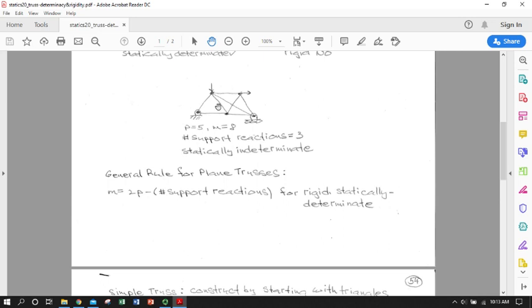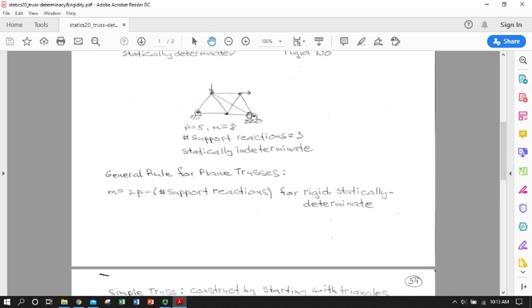Okay, going to the other end, somebody's added another member here. I guess they felt that we needed additional rigidity. Did we? Well, let's do our count. Number of pins: 1, 2, 3, 4, 5. So 2p is 10. We still have 1, 2, 3 support reactions. So 2p minus number of support reactions is still 7. And 1, 2, 3, 4, 5, 6, 7, 8. We have an extra member. So this extra member that somebody placed in here was not necessary for rigidity, and now we are statically indeterminate.